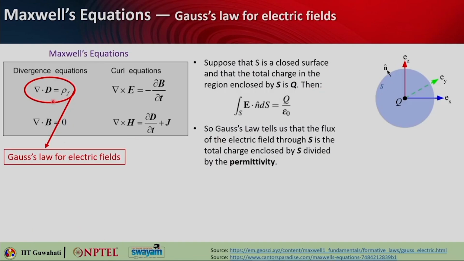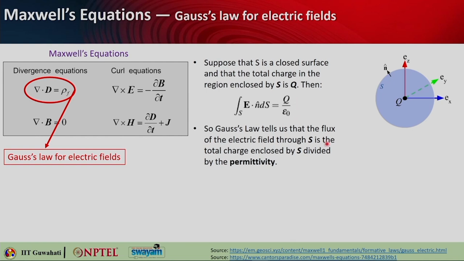So let's look into the first equation in more detail. We can write divergence of D is nothing but rho V. This is also called Gauss law for electric field. If we assume that there is S, the closed surface, and the total charge in this region enclosed by this closed surface S is Q, you can write E dot n cap, where n cap is the unit vector normal to this surface. When you do this surface integral, you will get Q over epsilon naught.